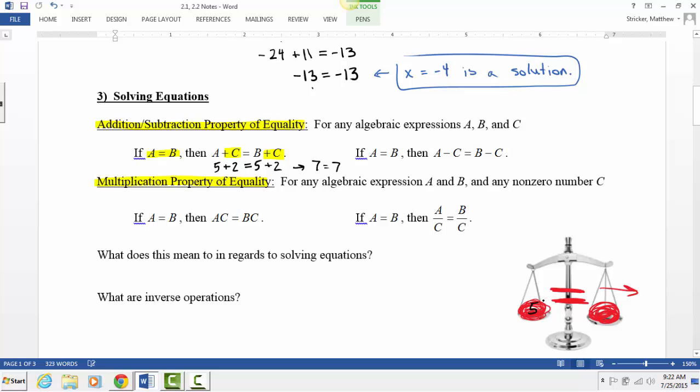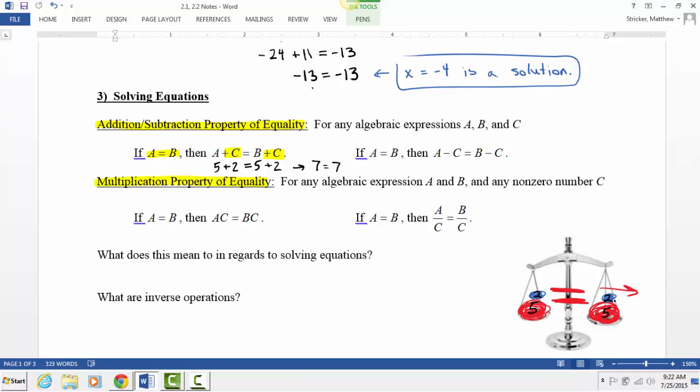But if I have 5 pounds on both sides, and then I add in an extra 2 pounds there and I add in an extra 2 pounds there, are those two sides going to be equal? You bet you they are. They're both going to be equal to 7. So that's the idea when solving equations.